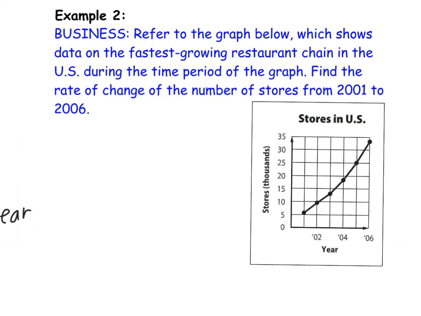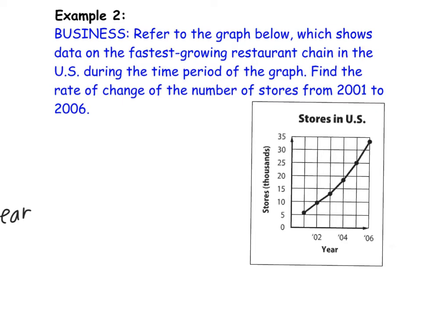Okay, for our second example, business, and you should be writing these down in your notebook. I will be checking them. So refer to the graph below, which shows the data on the fastest growing restaurant chain in the U.S. during the time period of the graph. Find the rate of change of the number of stores from 2001 to 2006.